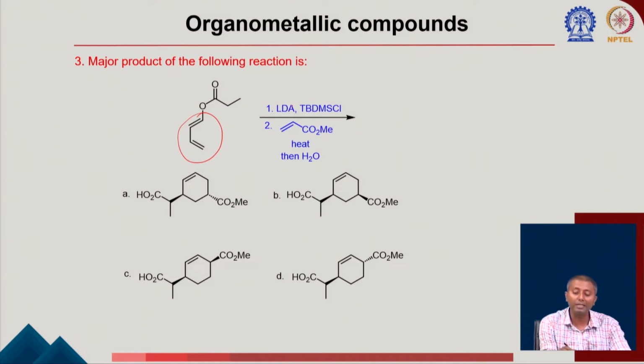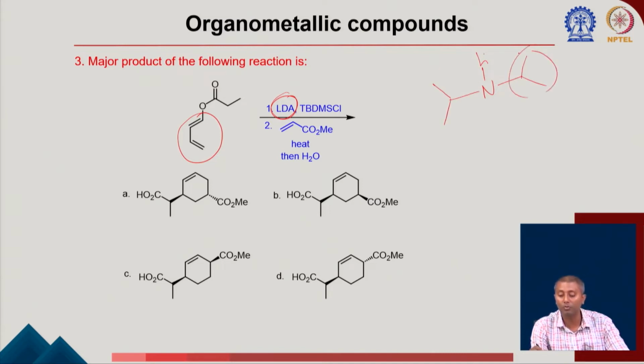Now if you treat with LDA, so if you remember I talked about LDA, this is a strong base used for several deprotonation reactions. There are two isopropyl groups, and then it's the N lithium. So if you see in this particular compound, this is the proton which is acidic. So LDA can go for the deprotonation, and it is going to generate the lithium species.